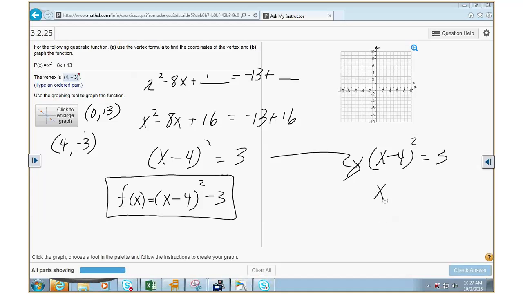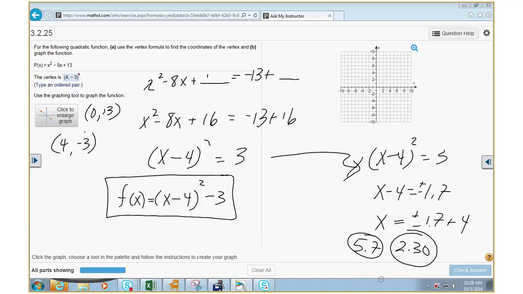x minus 4 is equal to... what's the square root of 3? Yeah, I was trying to figure that out. Just keep it on the calculator and see, I think it's 1.7. Okay, x is equal to positive or negative 1.7 plus 4. So 5.7 and 2.3. Something like that, somebody check me.